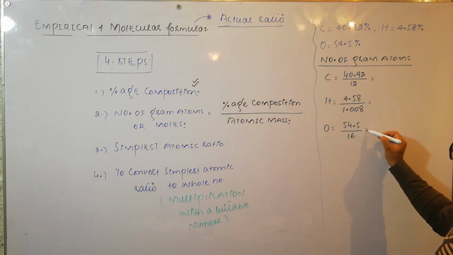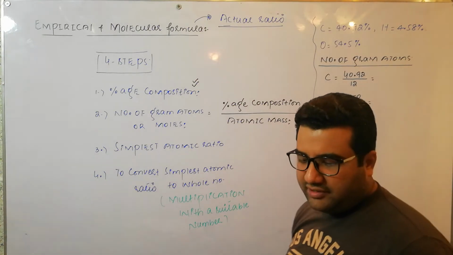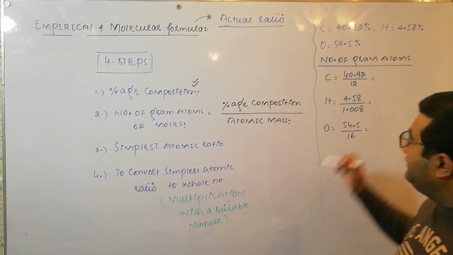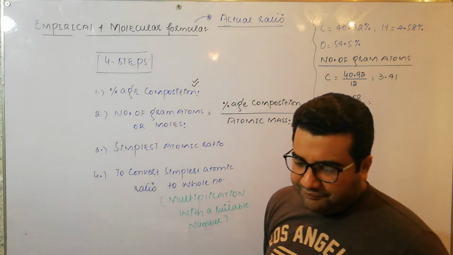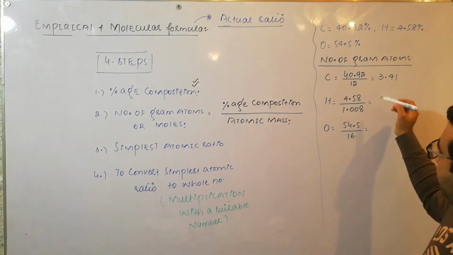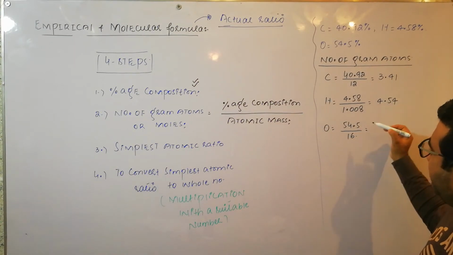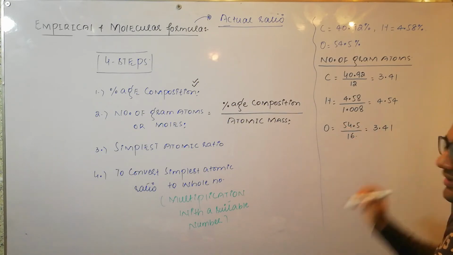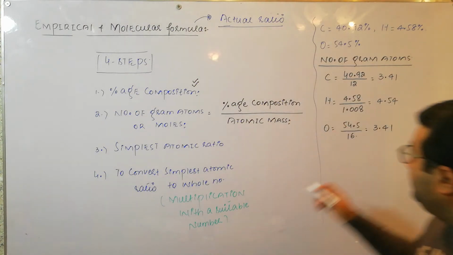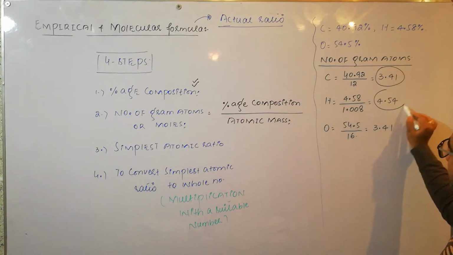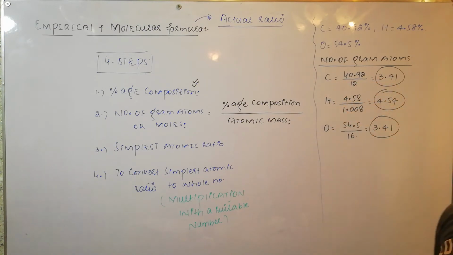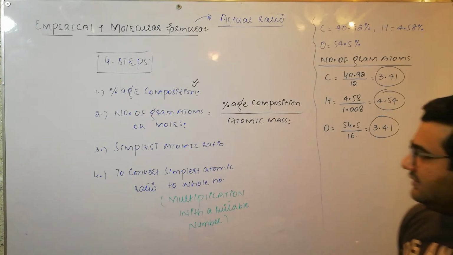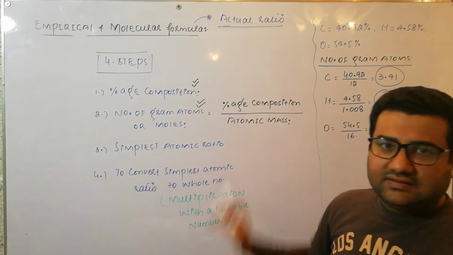Now what will be their answers? You can calculate that 40.92 divided by 12 should come out to be 3.41. Similarly, the hydrogen, when it will be calculated, it will be 4.54 and 54.5 divided by 16, it will also come out to be 3.41. Now these are actually the number of moles or number of gram atoms. 3.41 moles of carbon, 4.54 mole of hydrogen and 3.41 mole of oxygen. So the second step is over.